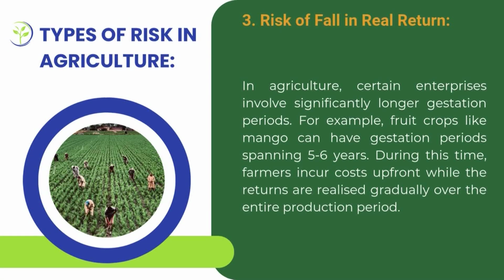In agriculture, certain enterprises involve significantly longer gestation periods. For example, fruit crops like mango can have a gestation period spanning 5 to 6 years. During this time, farmers incur costs upfront while the returns are realized gradually over the entire production period. However, there exists a substantial risk related to the potential decrease in the real value of this future return.